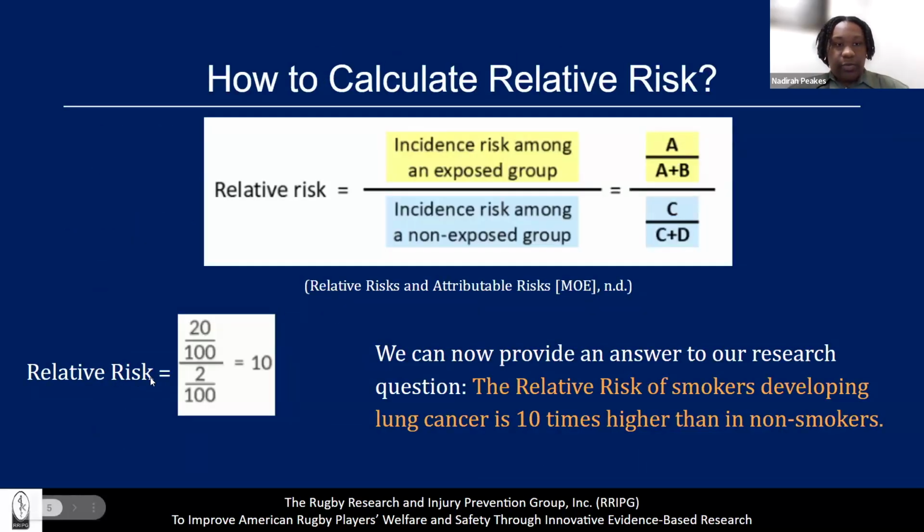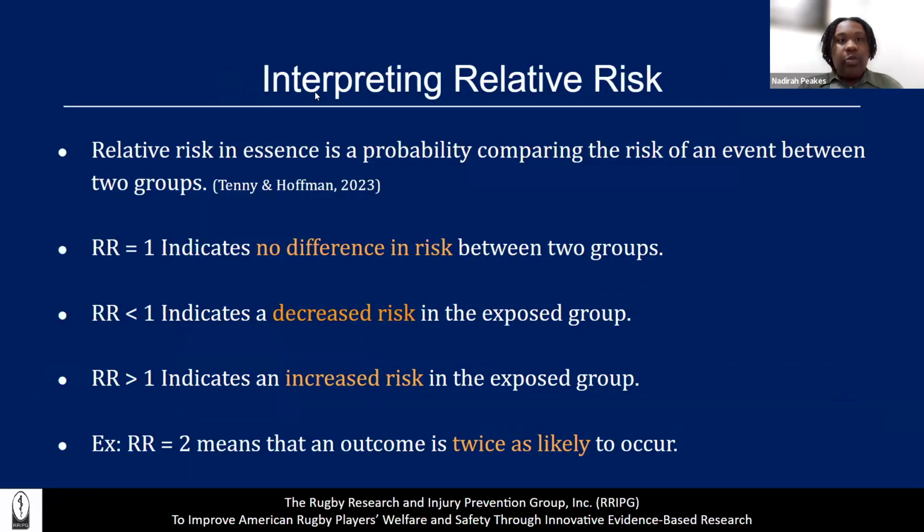If we calculate the relative risk based on the research question, we can see that it's 20 over 100 divided by 2 over 100. That gives us an answer of 10. So based on that analysis, we can say that the relative risk of smokers developing lung cancer is 10 times higher than in non-smokers.